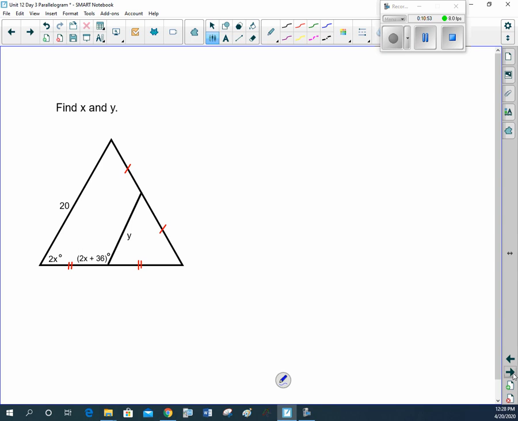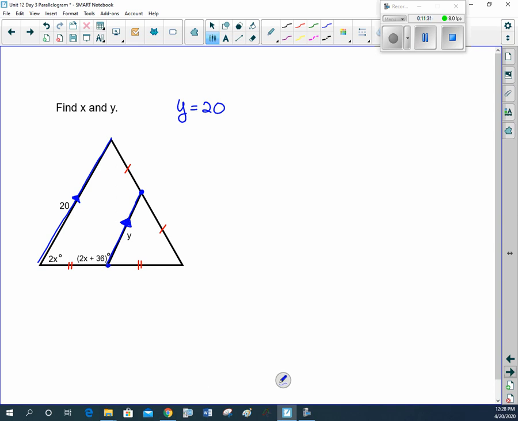Okay, so we've oriented it differently, but I can see that this is in the middle because of the markings, and this point right here is in the middle. So I actually know that y is half the length of 20. So y is 20. That was the easy one. The other one, the 2x and the 2x plus 36, those angles aren't equal. This segment, because it's connecting the midpoints and this is the base, the theorem said they were parallel.